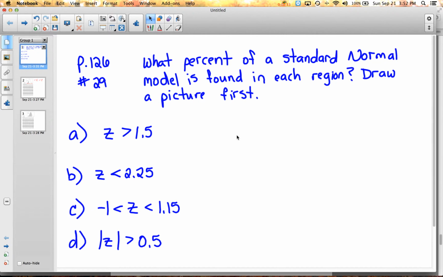The question is, what percent of a standard normal model is found in each region? Draw a picture first. Drawing a picture is crucial, so we are going to be doing that. When I draw my normal model, first I have a z-score greater than 1.5. So I want to know, how unusual is that to have that kind of a z-score? I'm going to label my 0 in the middle, and since I'm only going in the positive direction, I'm going to label 3 going this direction. So if this is 1, this is 2, then 1.5 is about here, and I want greater than, so I'm going to shade this region here.